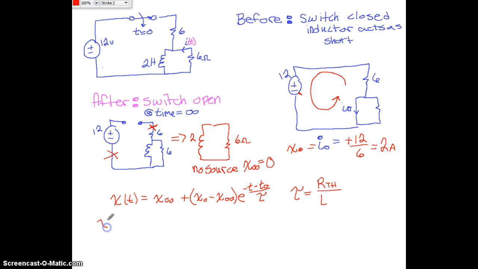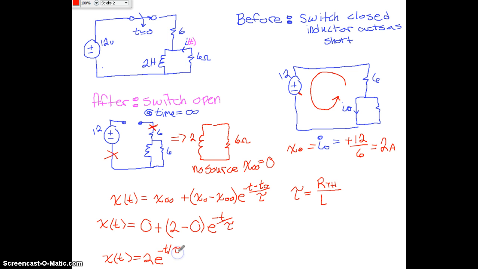So we have x of t is equal to x at infinity, which is 0, plus x initial, which is 2, minus x infinity, which is 0, times e to the negative t. Our initial time is going to be time 0, so we don't have to write that up there, divided by tau. So now we have x of t is equal to 2 e to the negative t divided by tau.